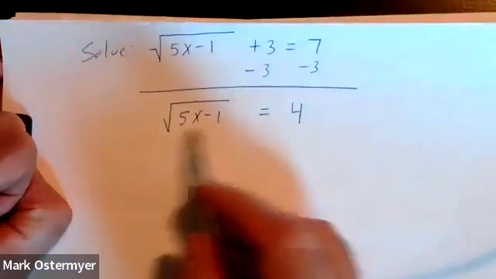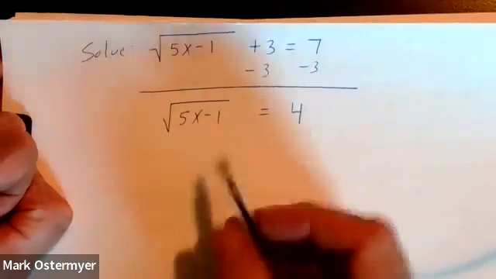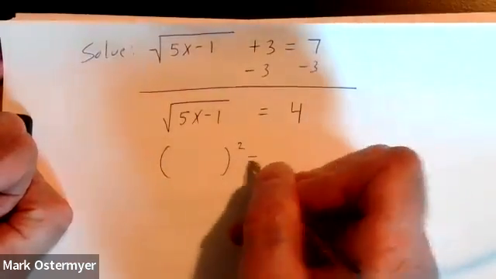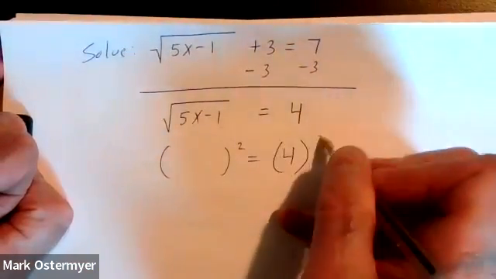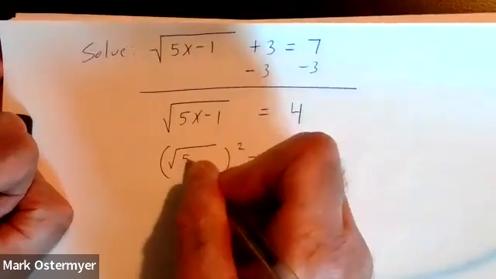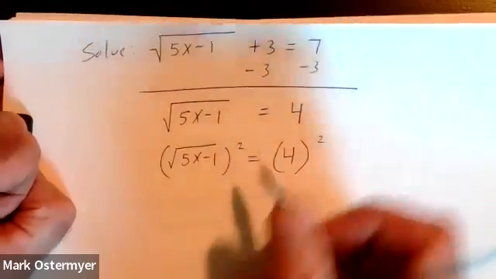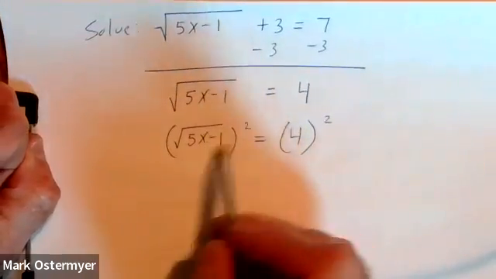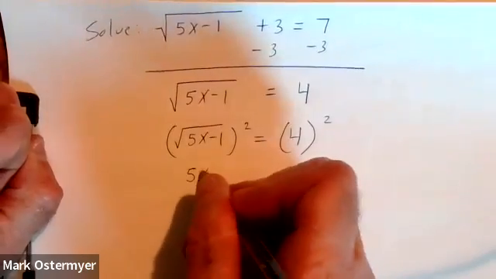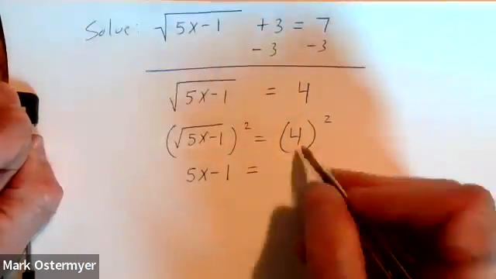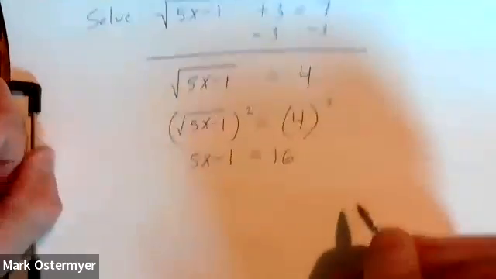Now, to get rid of the square root, we have to square the left side. But if we square the left side of our equation, we also have to square the right side. When you square a square root, both the square and square root disappear, and the left side simplifies to 5x minus 1. The right side becomes 16.